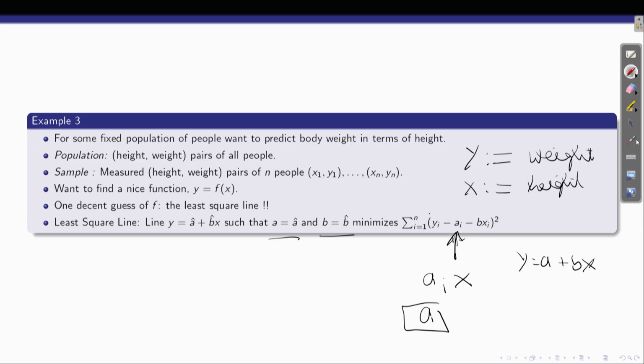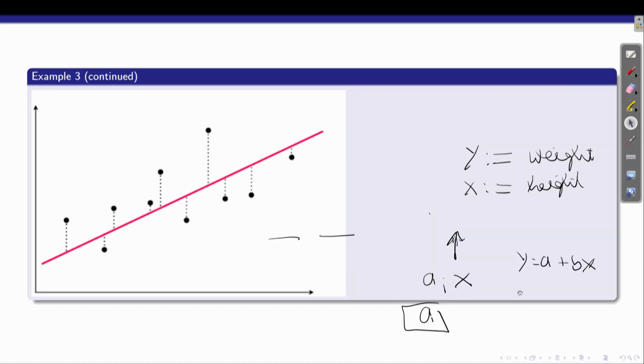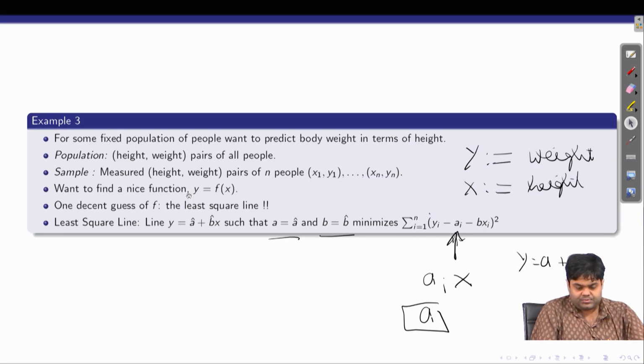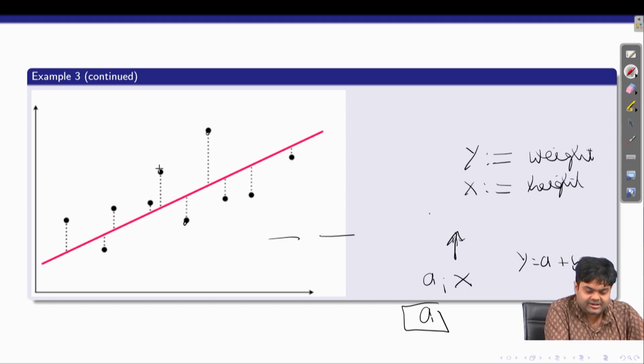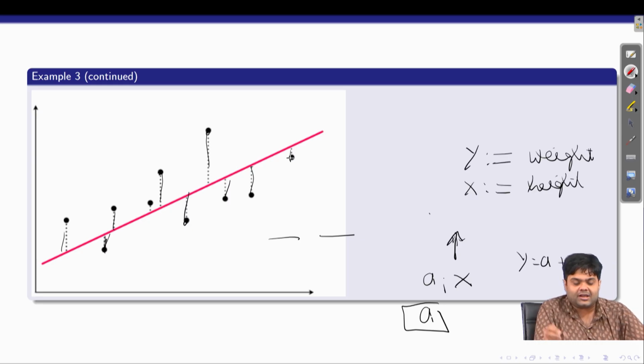So, pictorially this is what you are doing. You are taking the line such that, if you take the actual data points and take the distance between the data point and the line and you take their squares, the sum of squares is minimum. You are looking for the line where this sum of squares is minimum. So, intuitively that gives you on average the best prediction.